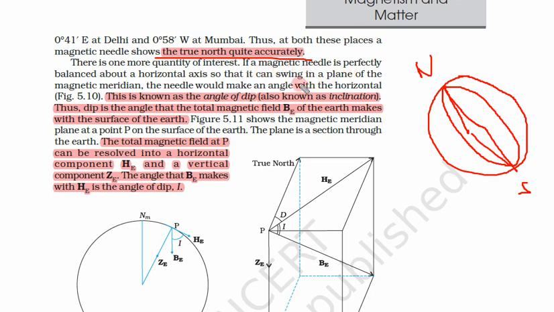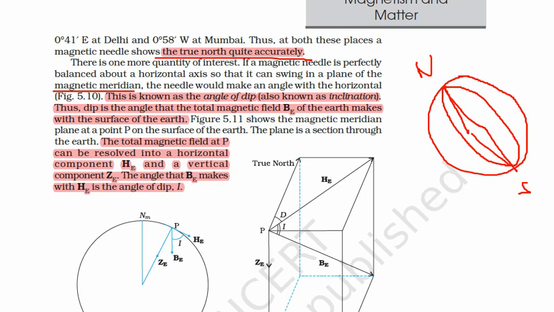Now, if the magnetic needle is perfectly balanced about a horizontal axis, it can swing in the plane of the magnetic meridian. So this needle is perfectly balanced, and it can move in this magnetic meridian. The needle would make an angle with the horizontal.